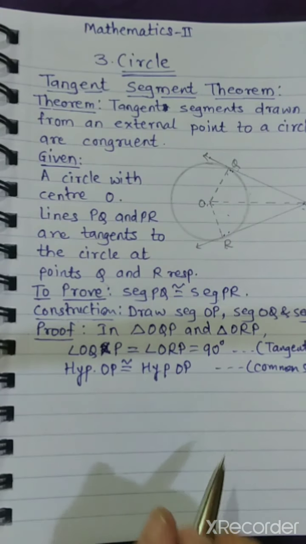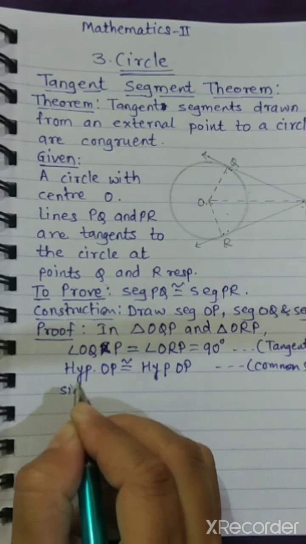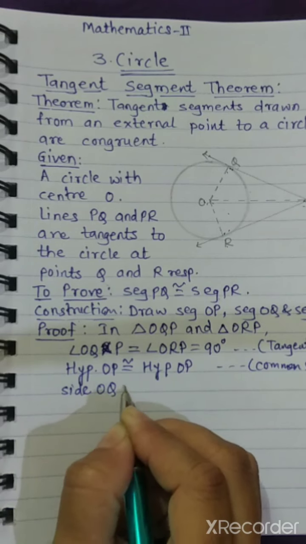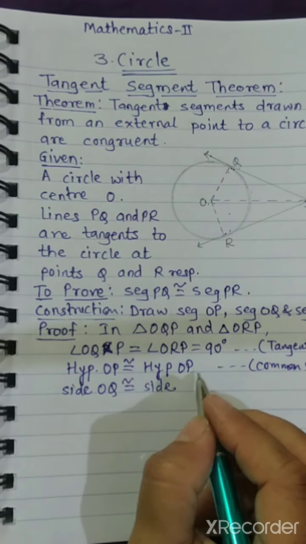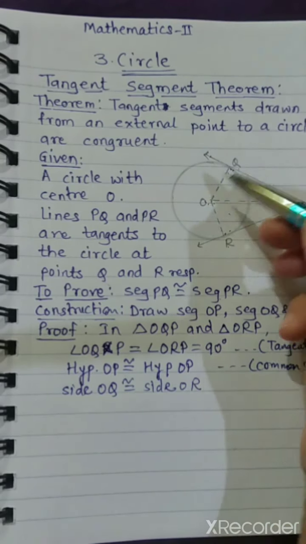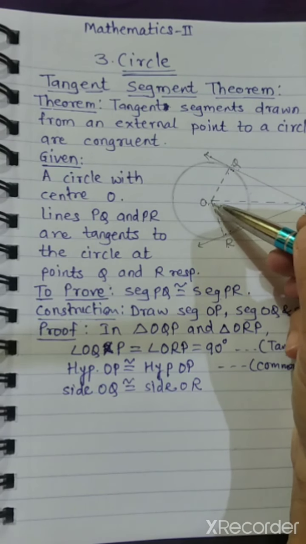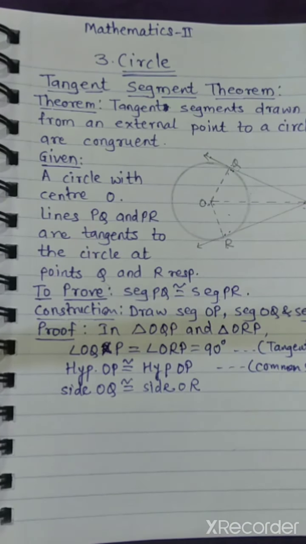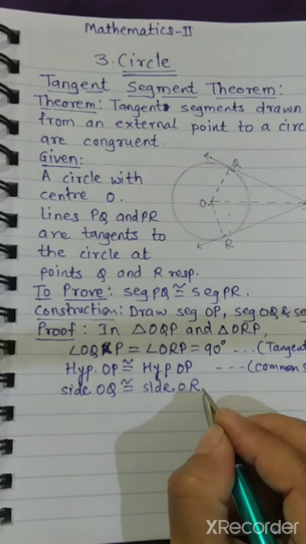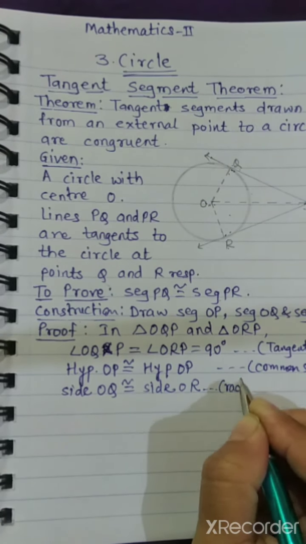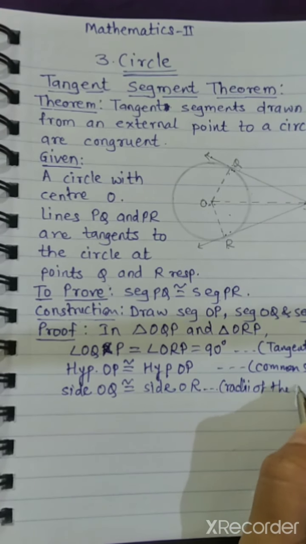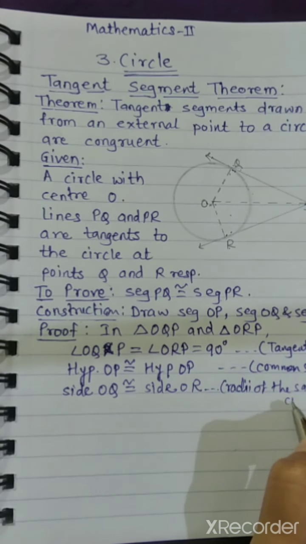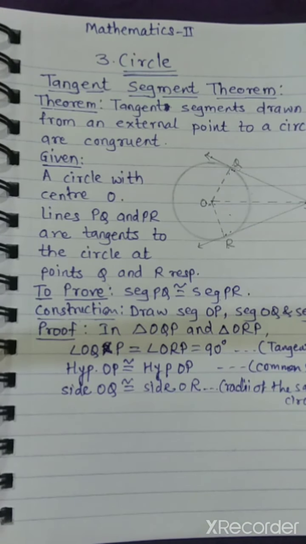Common side. Now side OQ is congruent to side OR. Why are these two sides congruent? OQ and OR are the radii of the same circle. Because they are radii of the same circle. Okay, are you getting it, students?